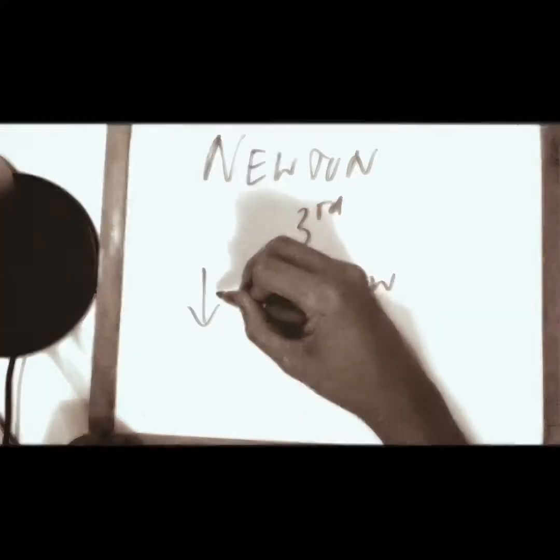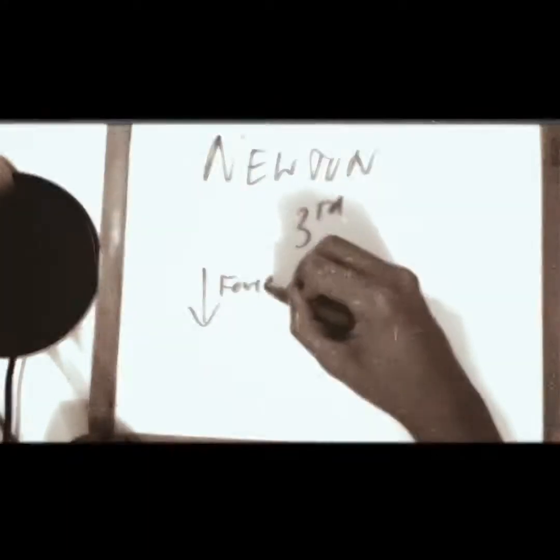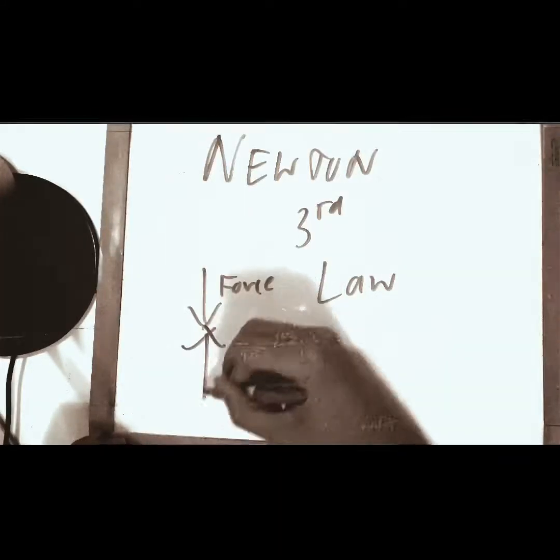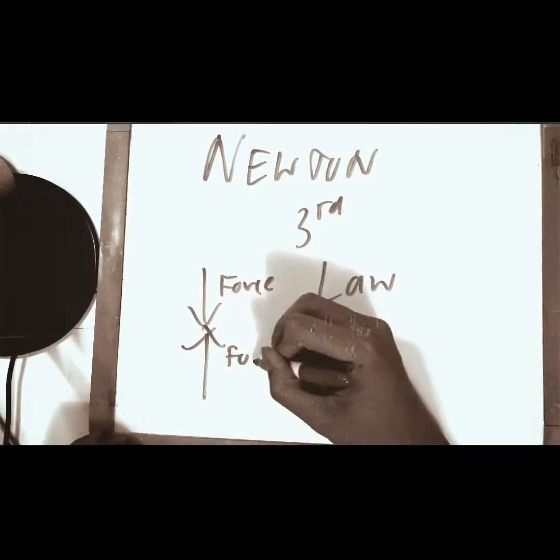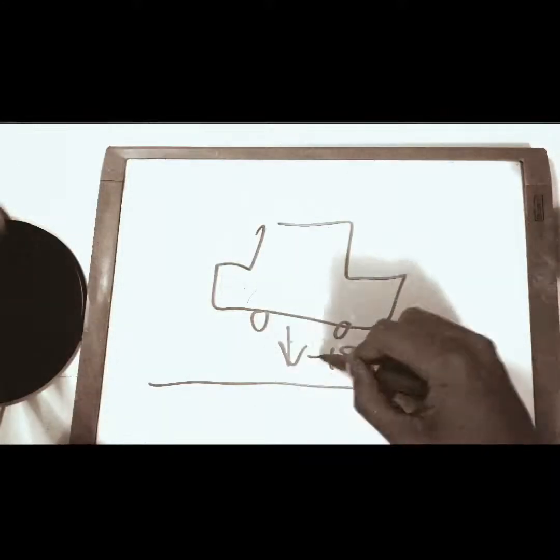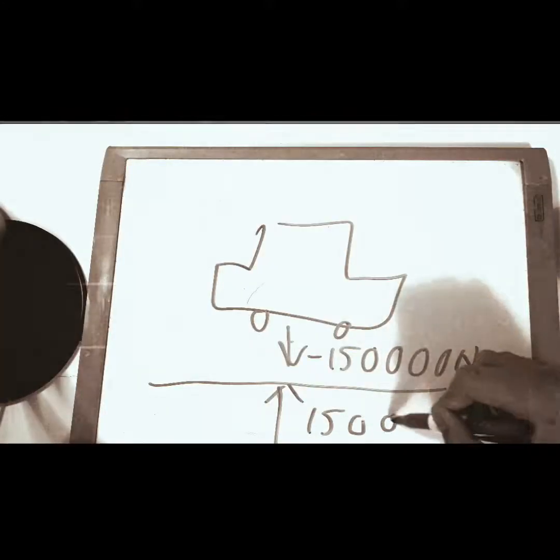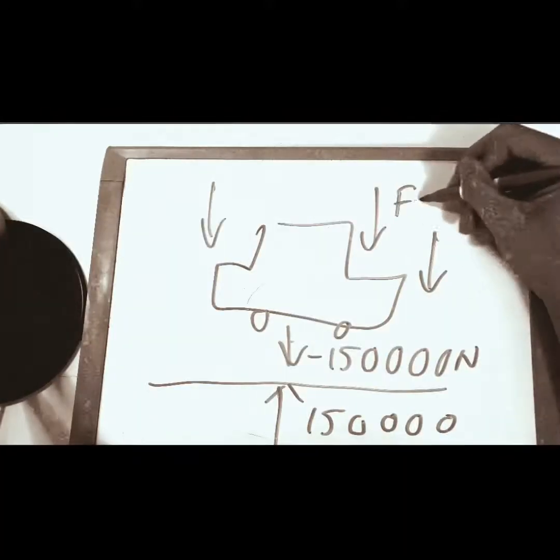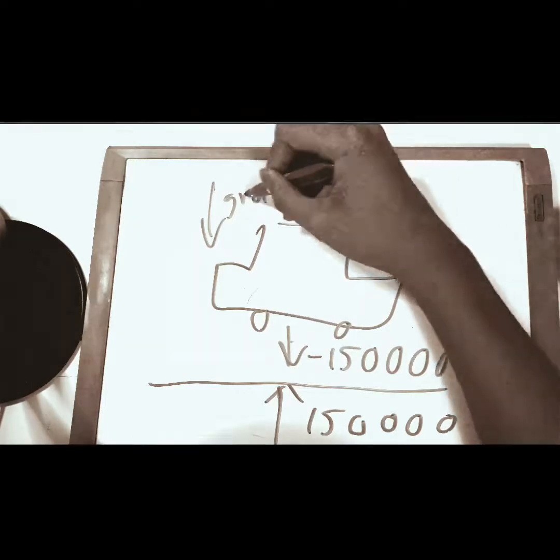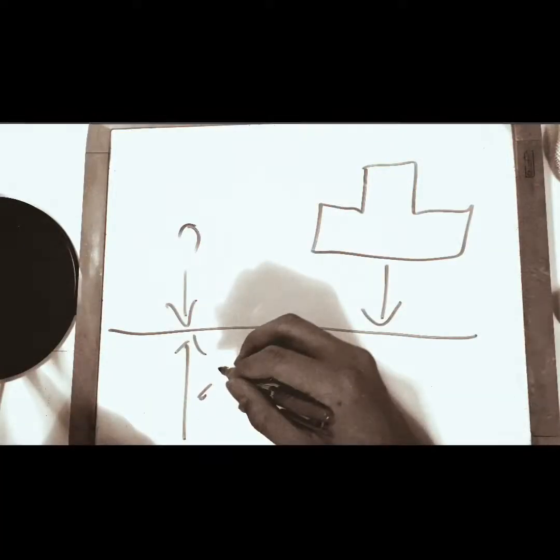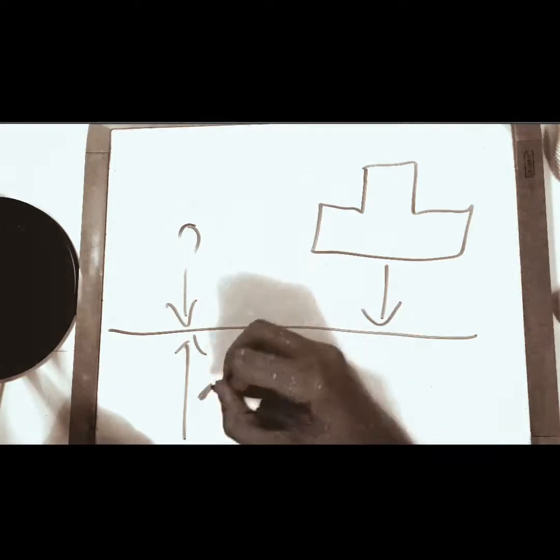Third law. This law states that for every action, there's an equal and opposite reaction. Exerting force on an object will exert the same force back onto you. For example, dropping a car onto the ground and it hits the ground with a force of negative 150,000 newtons, the ground will exert an upward force of 150,000 newtons back until other forces act on it, such as Fg pulling it back to the ground.